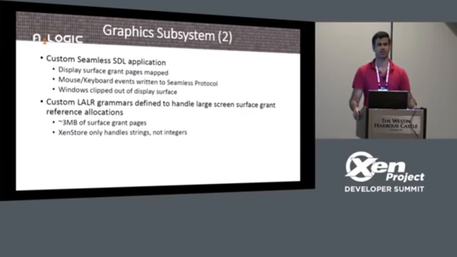I think in a previous talk they were talking about it. How do you share many grant references? In this case, you have a 3 megabyte display surface, and you want to share 3 megabytes worth of grant references. How do you do that? XenStore only supports strings, and trying to write that many numbers would not work. So we wrote some custom grammars, LALR grammars, to parse the grant references and then generate smaller strings that we can store into XenStore, and then do the opposite on the receiving side.